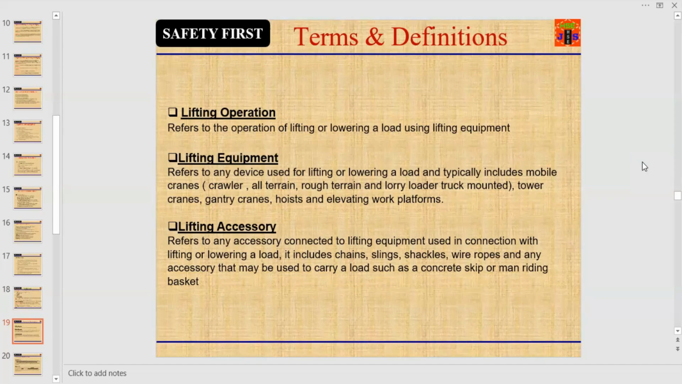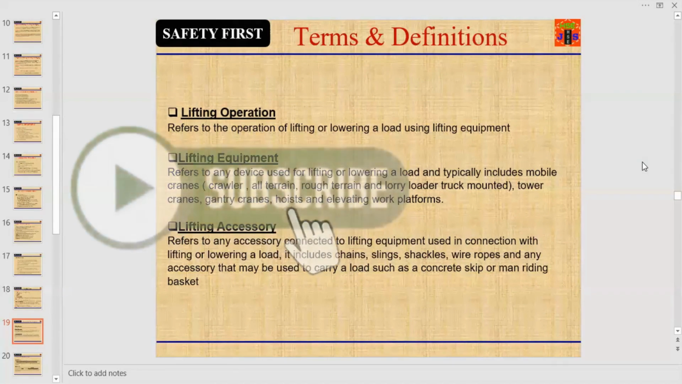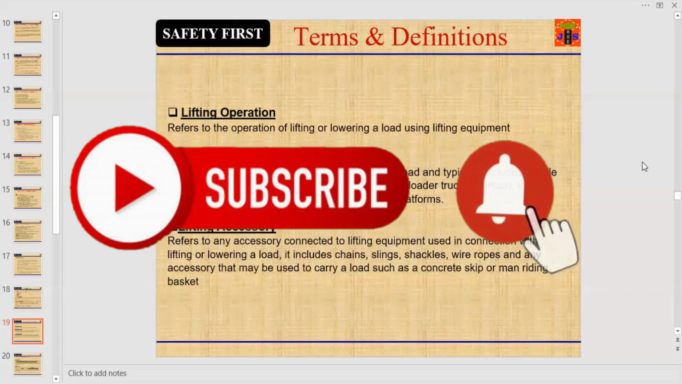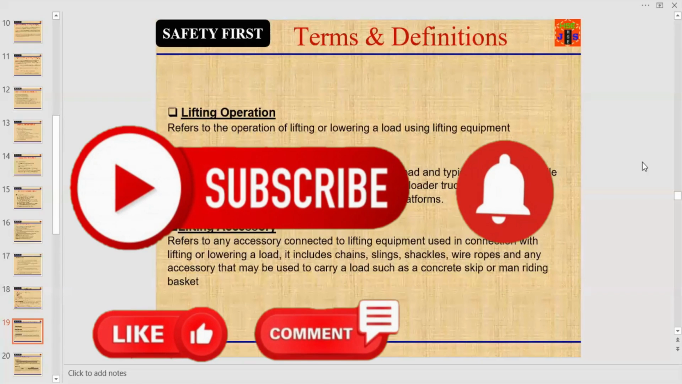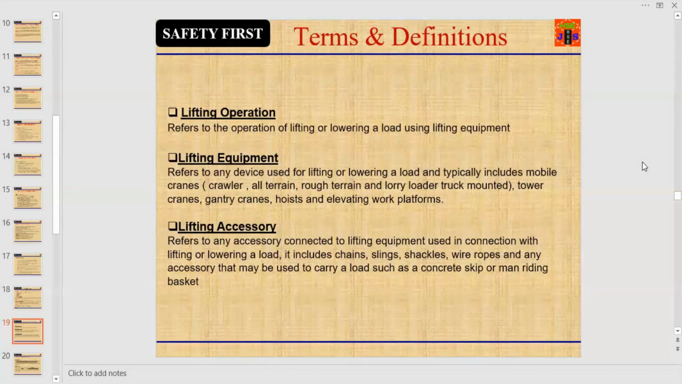Do you understand what is lifting equipment? Lifting equipment refers to any device used for lifting or lowering a load and typically includes mobile cranes, tower cranes, gantry cranes, hoists, and mobile elevated work platforms. These all are examples of lifting equipment. What do you understand by lifting accessory? Lifting accessory refers to any accessory connecting to the lifting equipment used in connection with lifting or lowering a load.